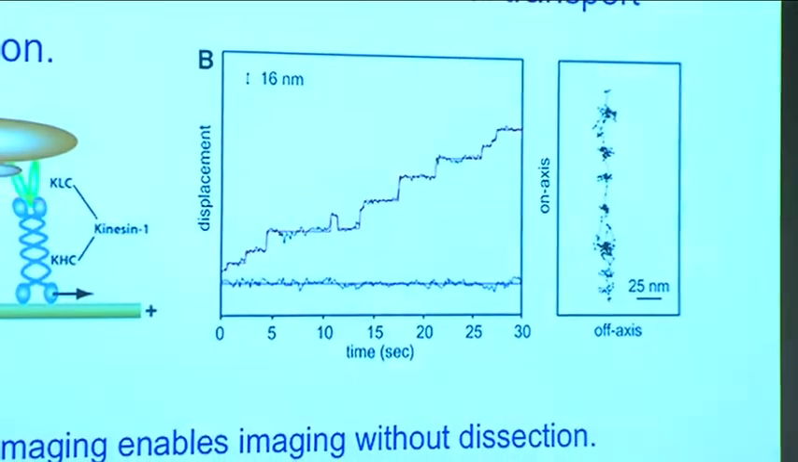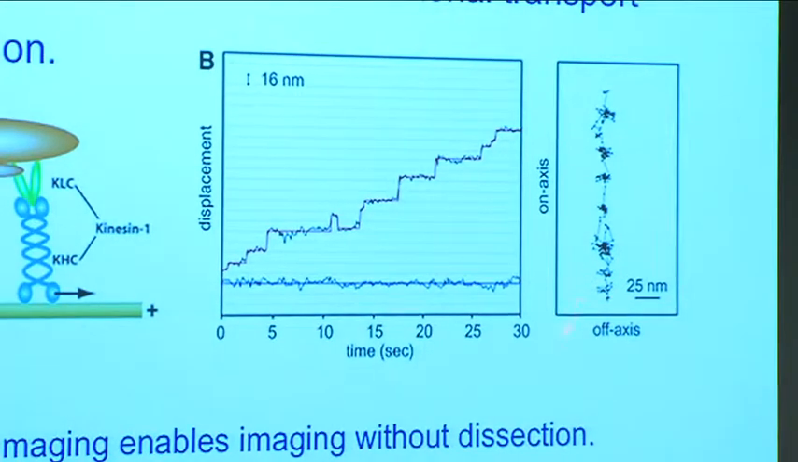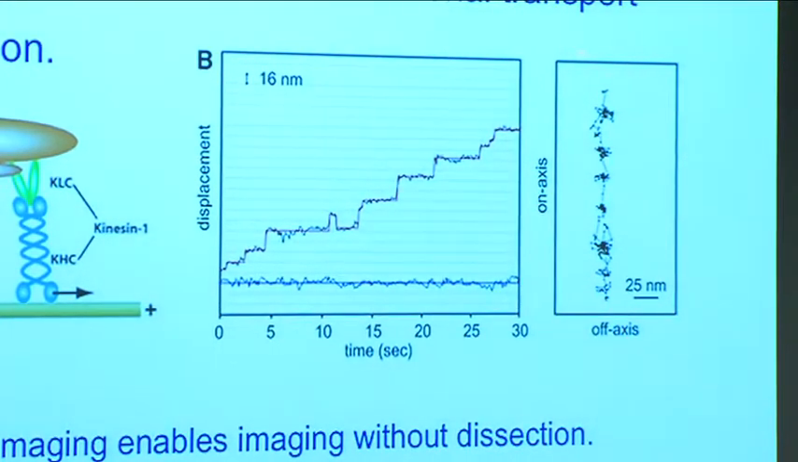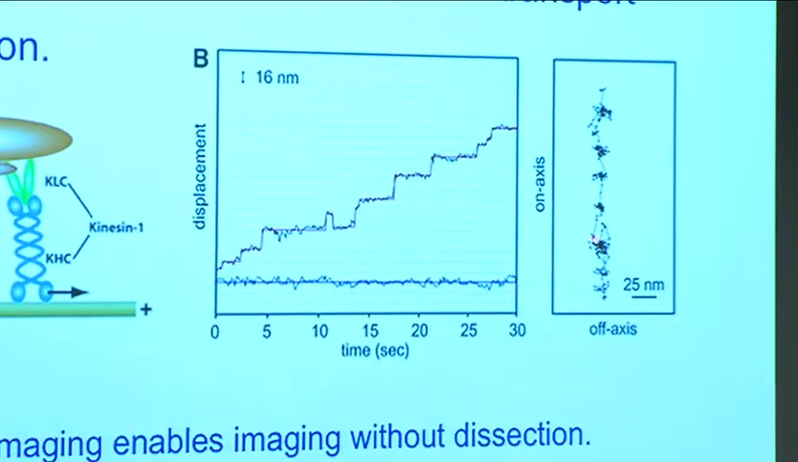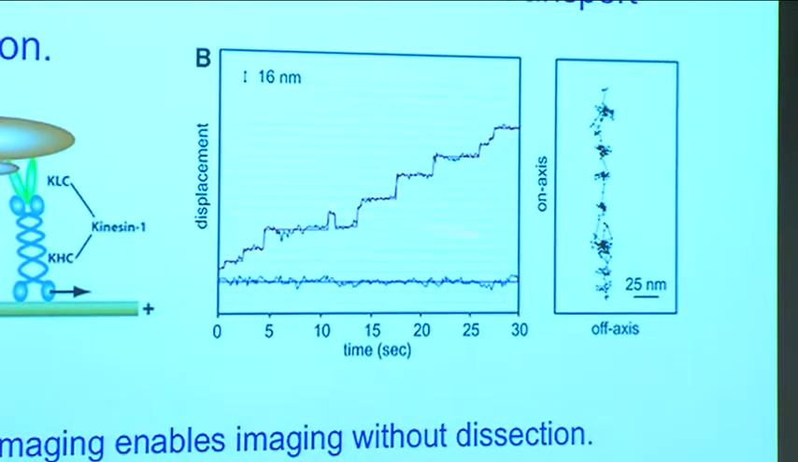But also, for these cargoes, think about this as a microtubule filament. Not only do they go along the filament, but they also move sideways. This is a known effect. So for us to very precisely characterize the behavior of all these individual cargoes, we need to get to nanometer resolution. This is why using STORM imaging is a very attractive solution.